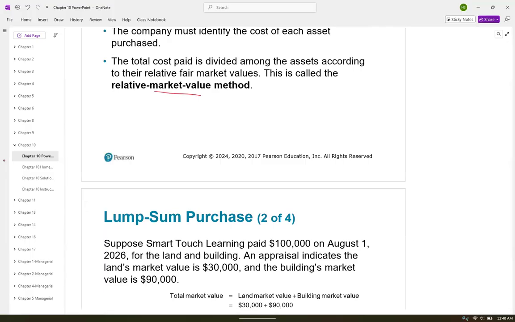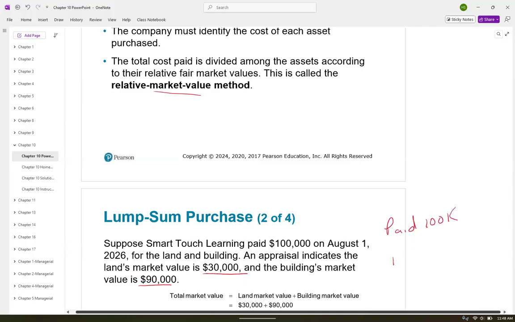Okay, so here we go. We have a lump sum purchase. Suppose Smart Touch Learning paid $100,000 on August 1st, 2026 for the land and the building. An appraisal indicates the land's market value of 30,000 and the building's market value of 90,000. So we paid $100,000 for assets with a fair market value of 120K.